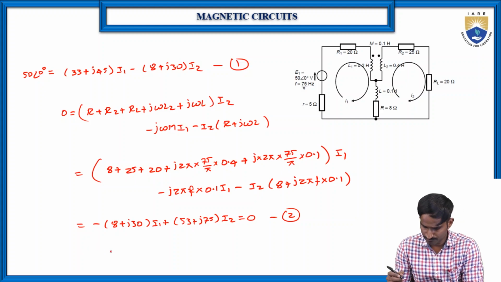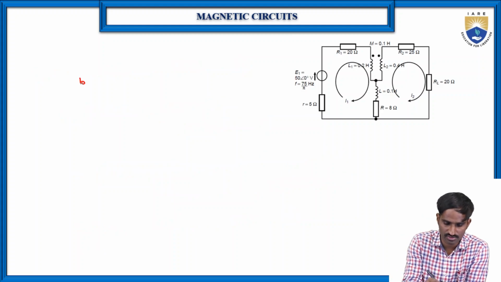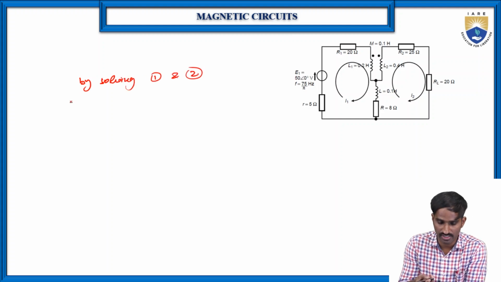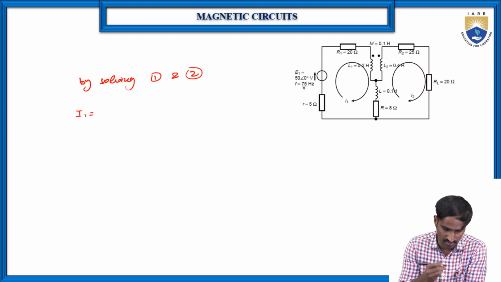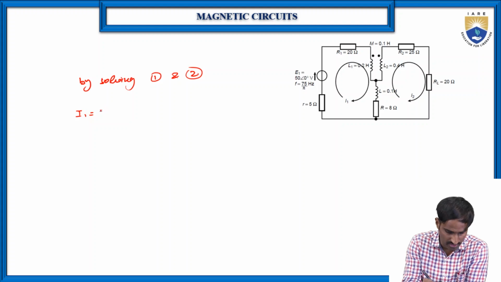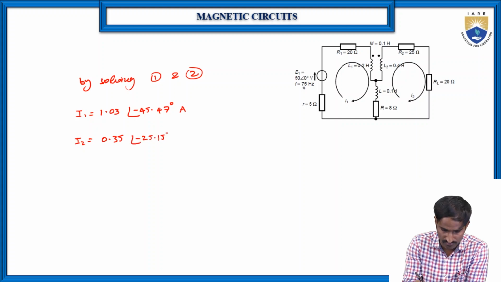Then the same way like in the previous cases, by solving equations 1 and 2, you will get the values of I1 and I2. Anyway, I have already solved these equations by using the calculator. So let me write the values of I1 and I2. I1 here is 1.03 at an angle of minus 45.47 degrees amperes. And similarly, I2 is equal to 0.35 at an angle of minus 25.15 degrees amperes. So these are the values of I1 and I2.